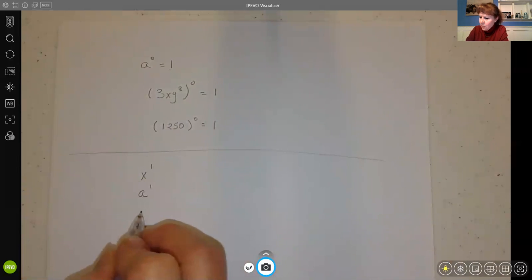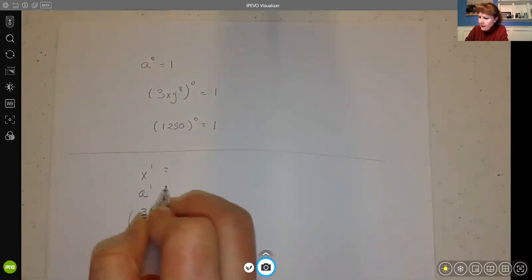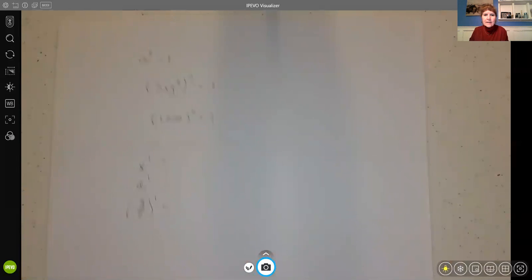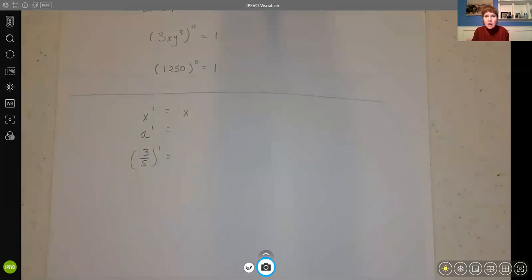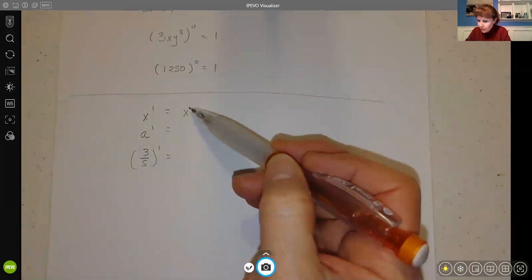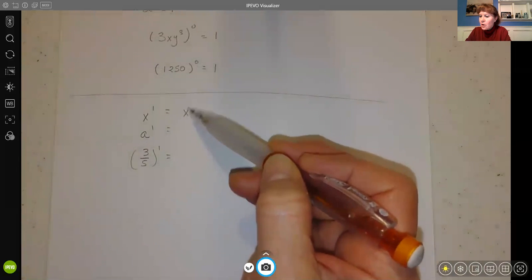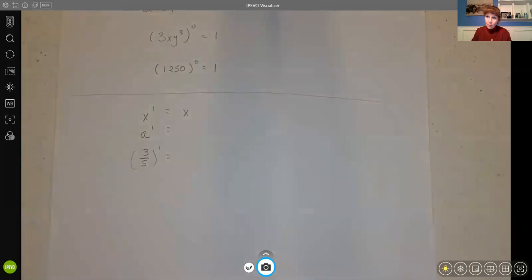the first, or 3/5 to the first. That power of 1 does not change anything. So x to the first is equal to x. Those two mean the same thing. So if there is no power here, there's a 1.